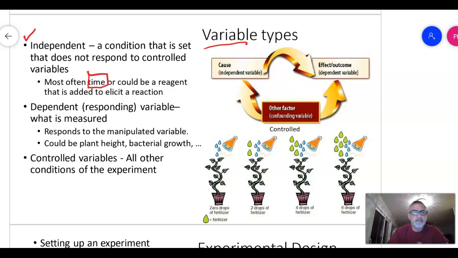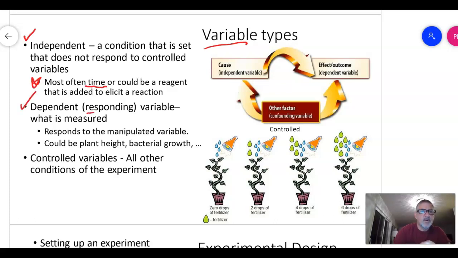But it could be the amount of reaction that's occurring. No, that would be the other one. But most often it's time. But we'll talk about that as we go. Right? So most often time.